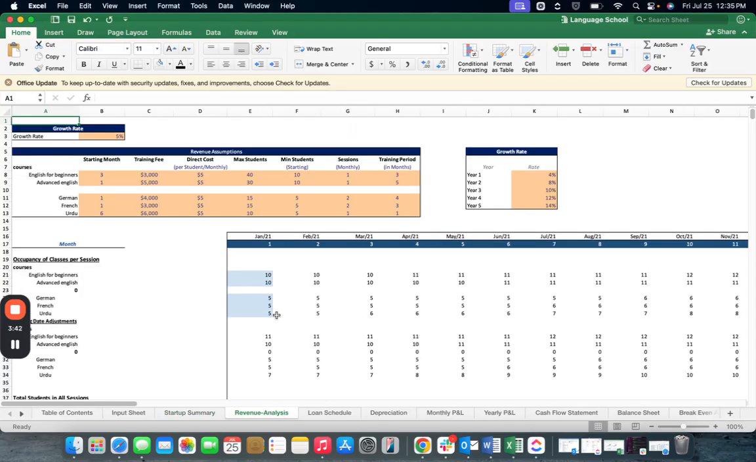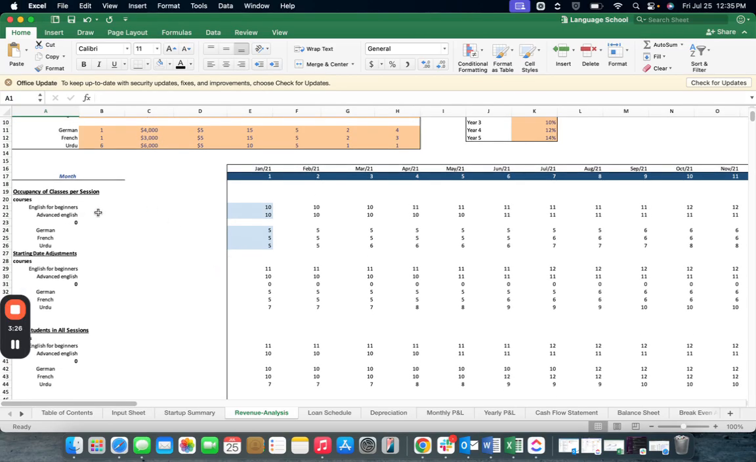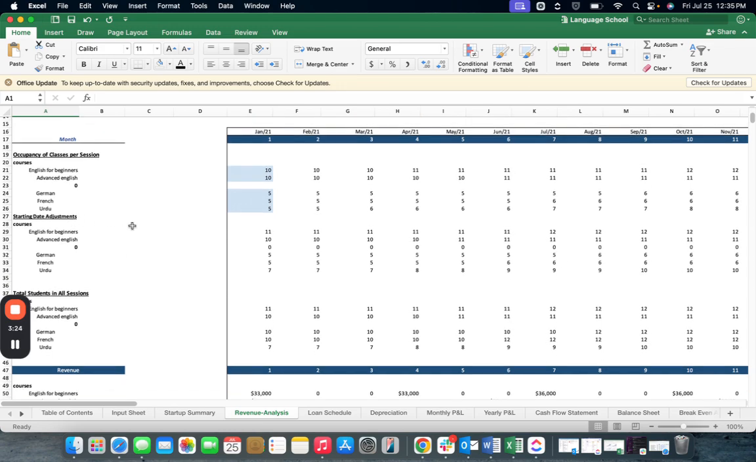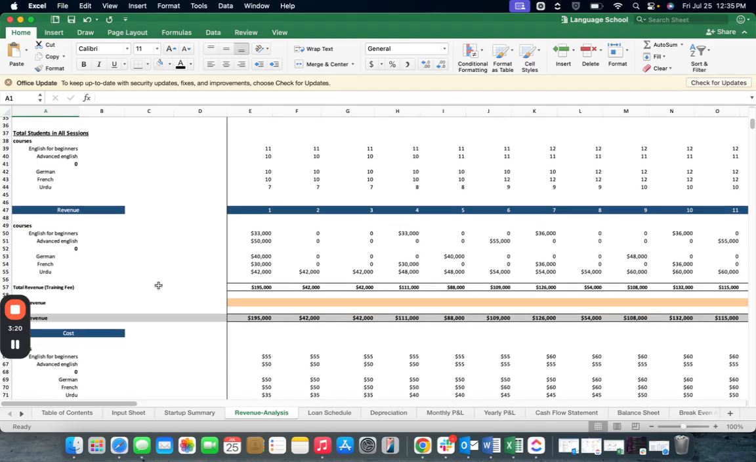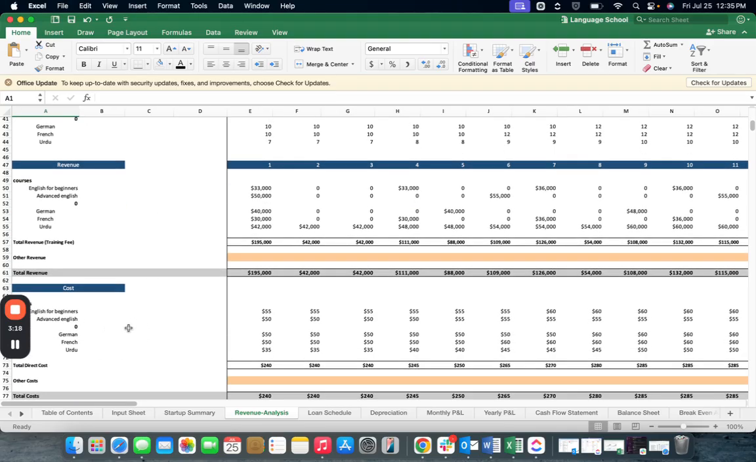Coming towards the revenue analysis, here we have the detailed calculation for the revenue, as here are the beginners and advanced English courses. Then we have the starting months, training fee, all the revenue inputs. Then we have occupancy, and we have starting adjustments. Then we have total students in all sessions, and we have revenue calculations along with the costs.